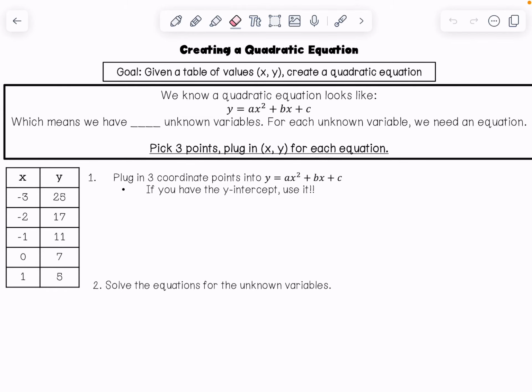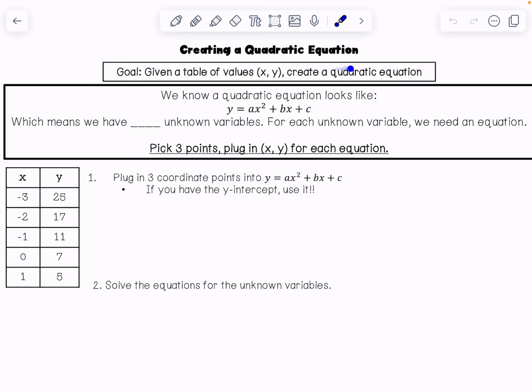So we've been talking about solving three-variable systems. One of the biggest applications that comes in handy, depending on which math class you're in, is being able to create a quadratic equation when you're given your table of values. If you're just given your table of values, how can you actually put this into your formula?